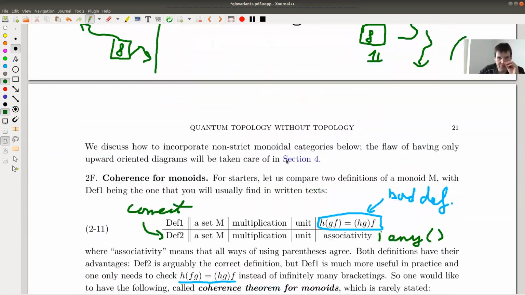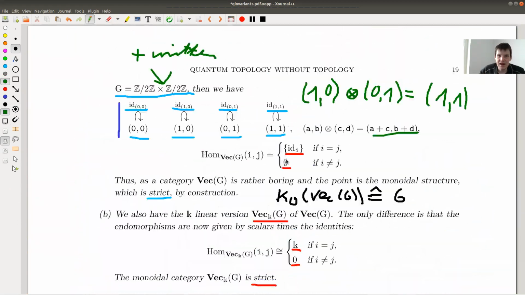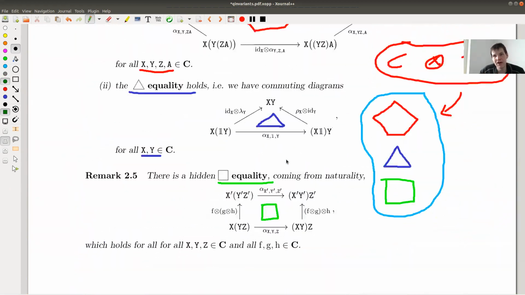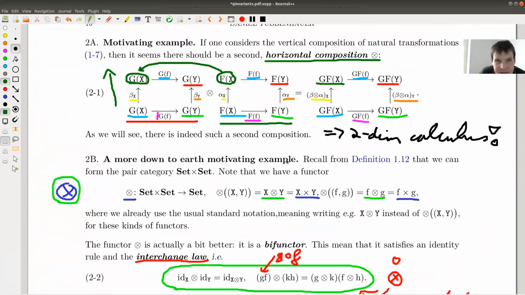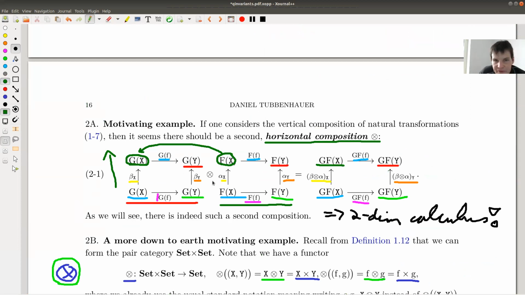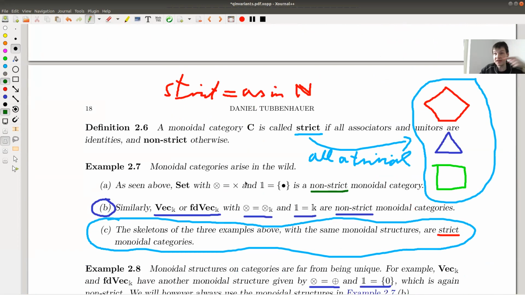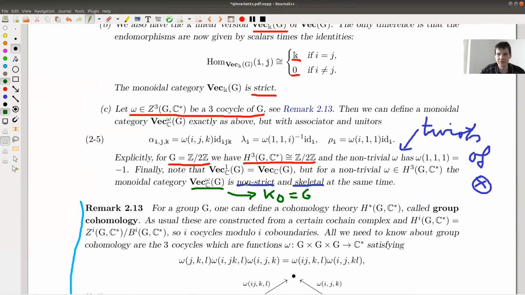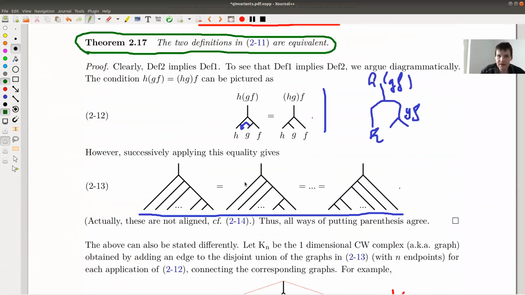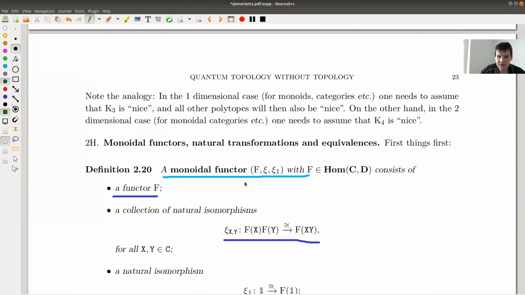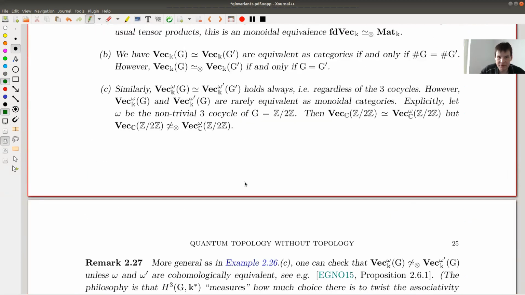So the morphisms here are natural transformations, and you have two ways to compose natural transformations: vertically and horizontally. That's exactly what you do. So let me run you through it.